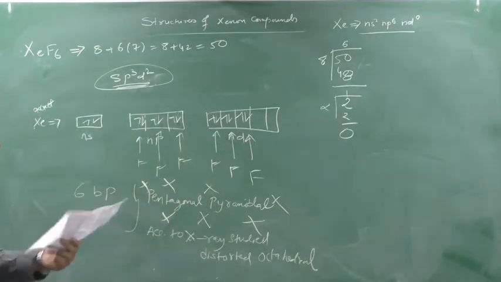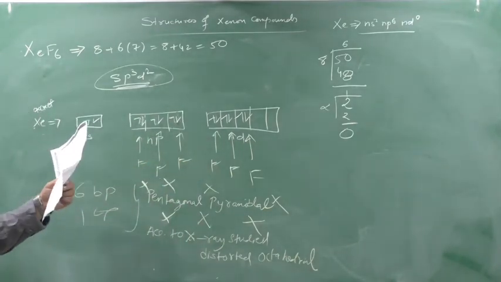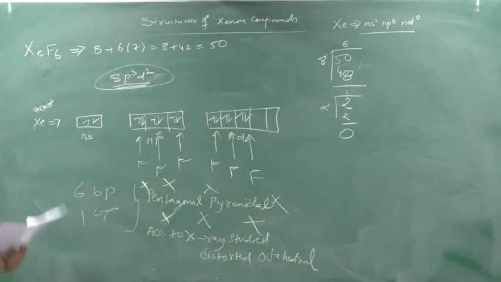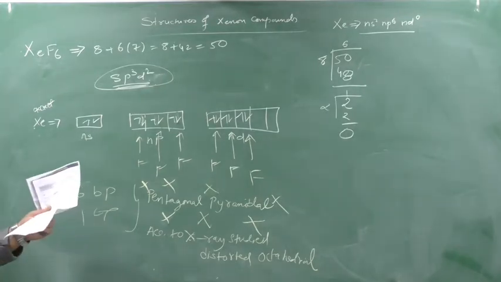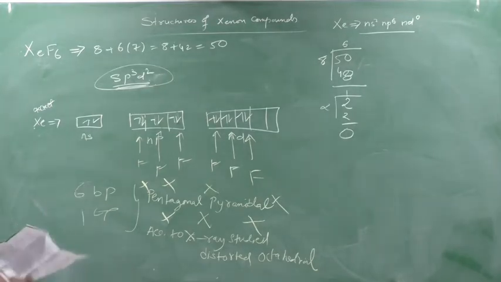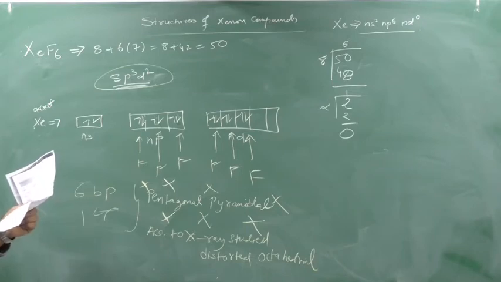The shape observed is distorted octahedral. This is a very key point. XeF6 has 6 bond pairs and 1 lone pair, so it should be a pentagonal pyramidal structure.